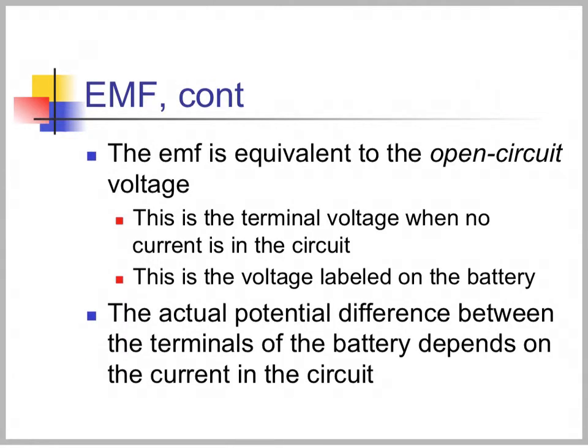So the EMF then is equivalent to the open circuit voltage. That's the terminal voltage when no current is in the circuit. So if I hooked up a voltmeter to a battery not in a circuit, that's the voltage I would read, is the EMF. The actual potential difference across the battery then is going to depend on the current in the circuit.